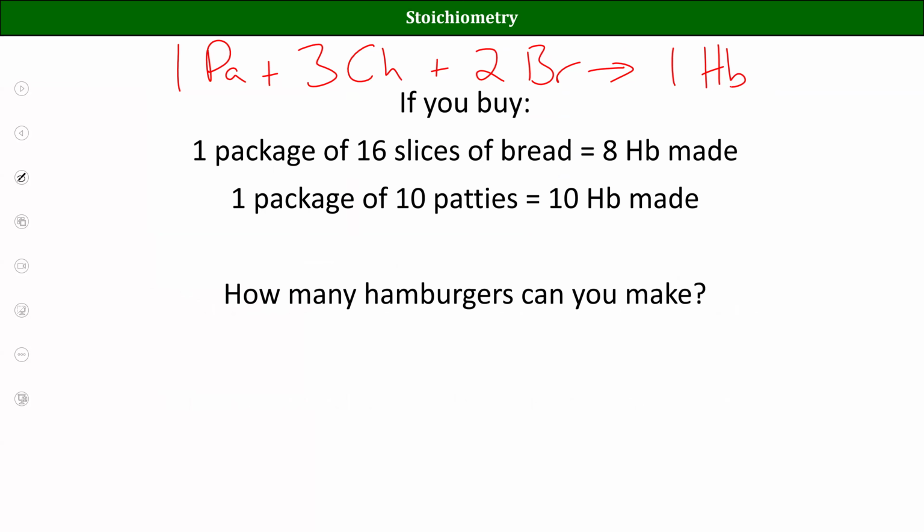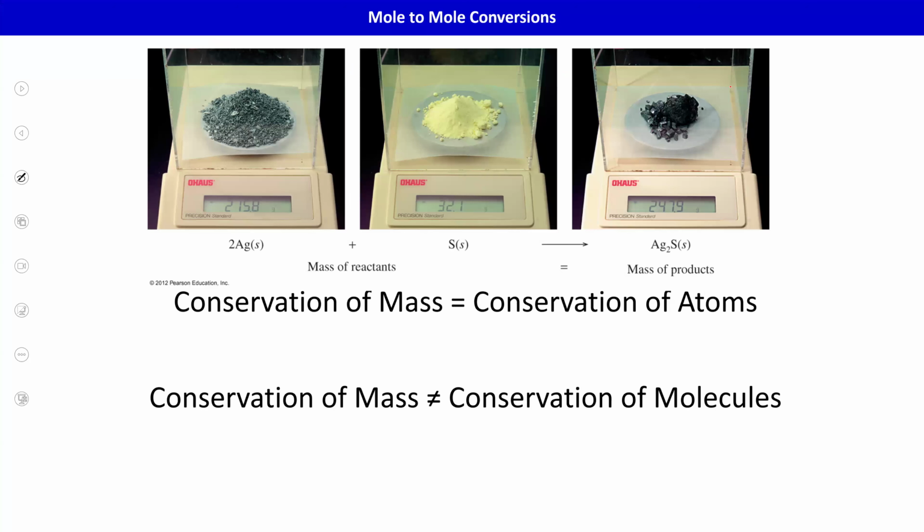We go back here. I took 16 pieces of bread and 10 patties and turned it into 8 hamburgers. I have fewer molecules at the end than I started with. I have fewer pieces because I put everything together, combined everything, right? That doesn't mean I lost anything along the way. It just means I rearranged it so that now instead of having separate bread and patties, it's all put together as one object that we're calling a hamburger.